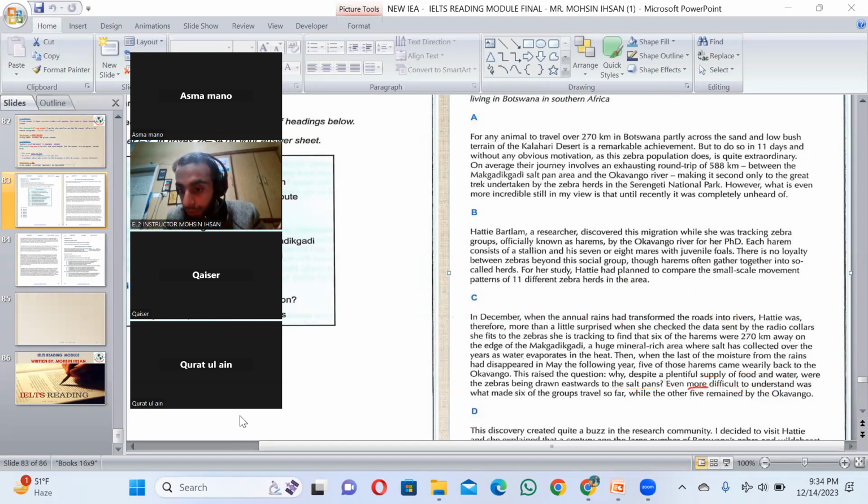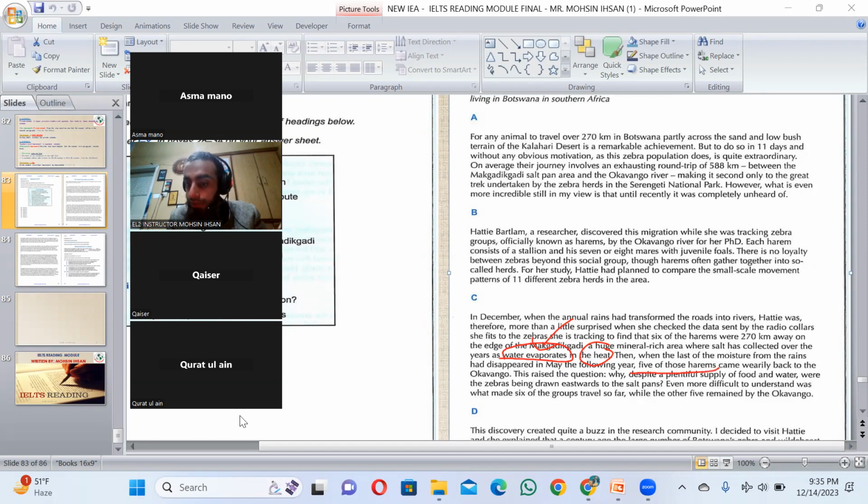Now, even more difficult to understand was what made six of the groups travel so far, while the other five remained by the Okavango. Now, three positions are depicting this structure. Number one, the zebras passed through this place, Makgadikgadi. While passing through this place, we notice that salt is produced by the evaporation of water. But where and how water evaporates and how salt is made is unclear.